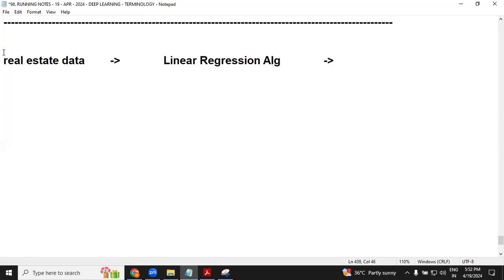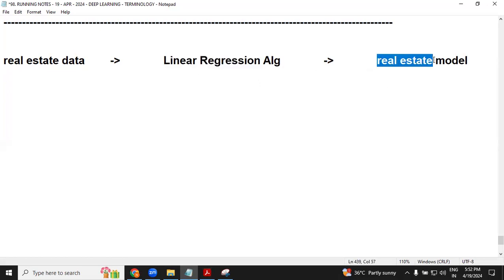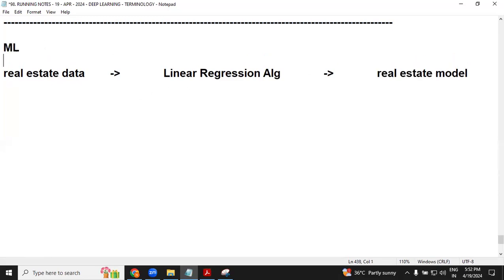Then automatically the real estate model is created. This is also called a linear regression algorithm. We are trying to fit it for real estate, am I right? Good. But this is machine learning.